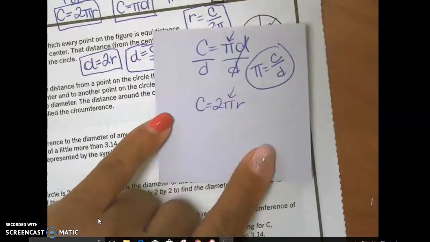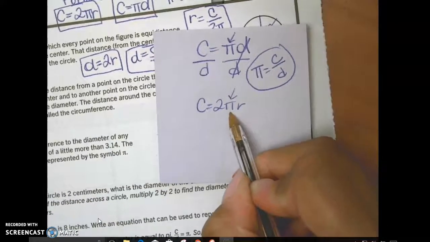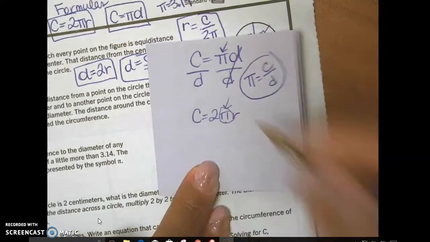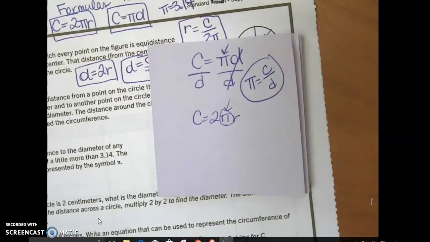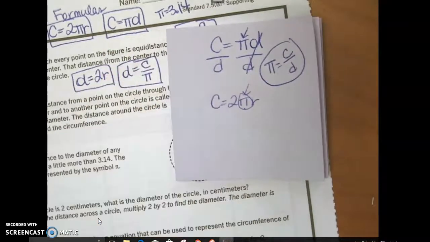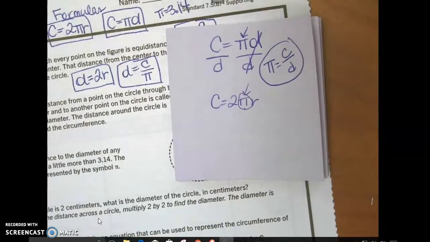Now, who do I need to get rid of over here to get pi by itself? The 2 in radius. So what am I going to do? I need everybody's attention. If you're doing something else, this isn't going to make sense. 2 and who? Where? Both sides.